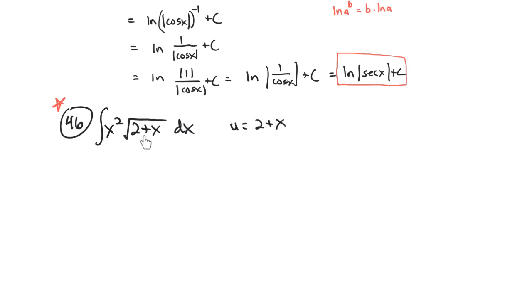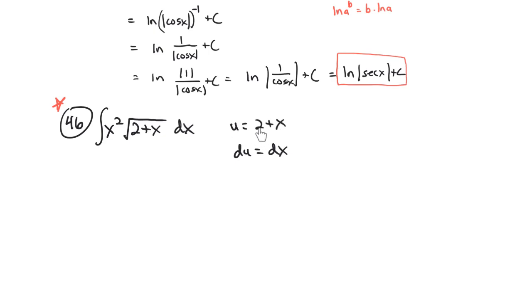So this is the inside function. That's kind of how we've done this. So u equals this thing. So then du equals, well, the derivative of 2 plus x is just 0 plus 1, right? It's just 1 dx. So du equals 1 dx or just dx, right?